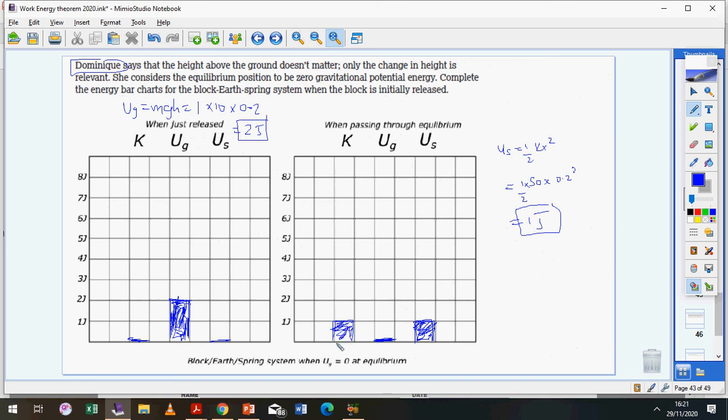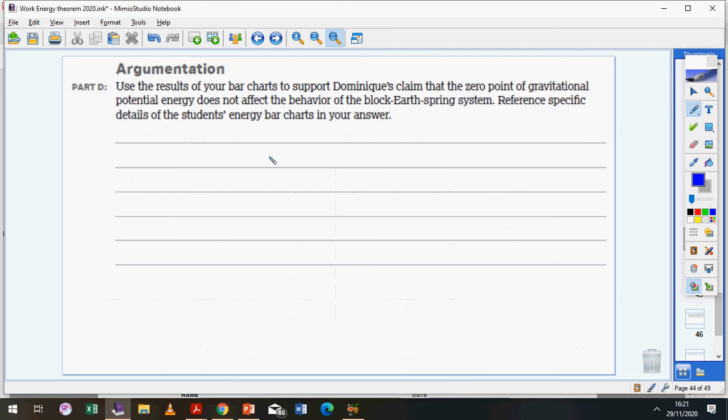So does this change anything? I don't think it does, because the motion of the system is still remaining the same. The energy transferred to kinetic and the energy transferred to elastic is still the same. So it doesn't matter where your 0 is, as long as your energy conversions are still followed correctly. Using the results of your bar charts, support Dominique's claim that the 0 point of gravitational potential energy does not affect the behavior of the block earth spring system. Reference specific details of the student's energy bar charts in your answer.